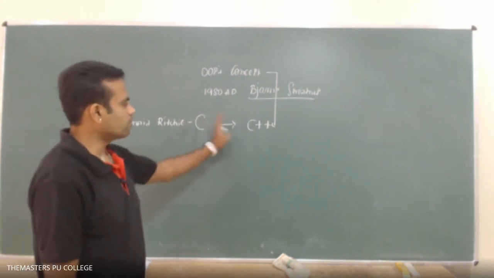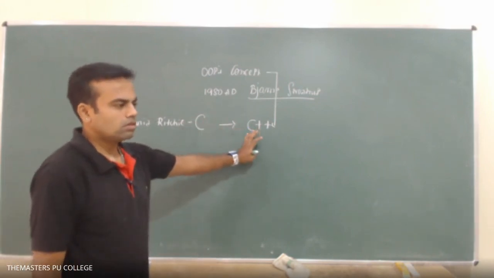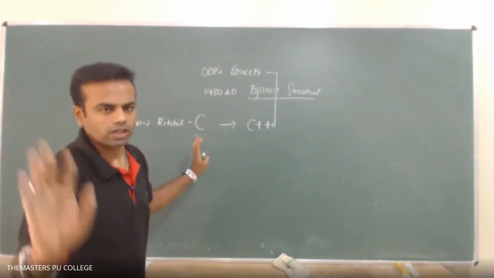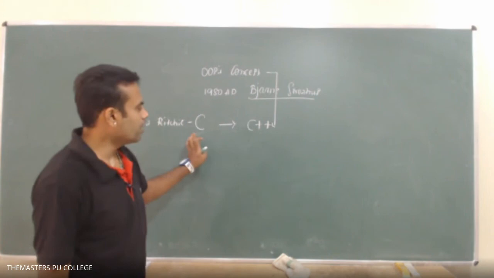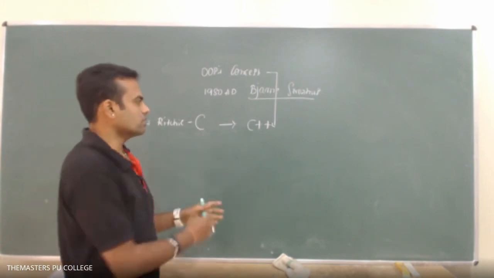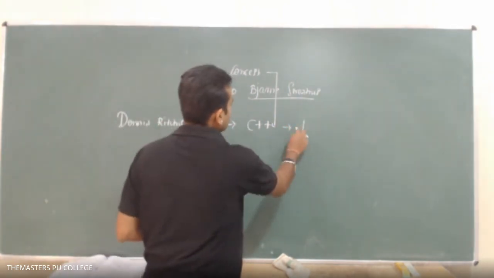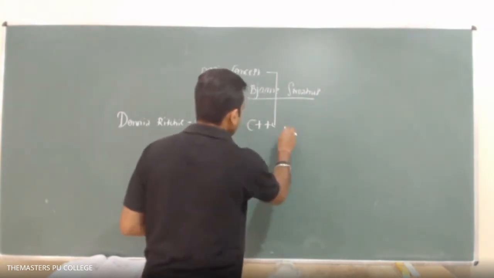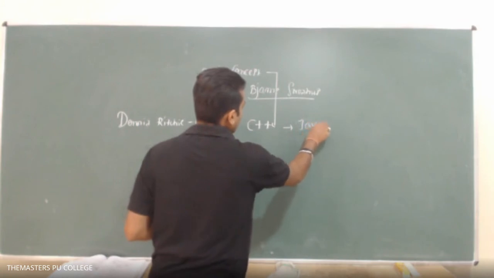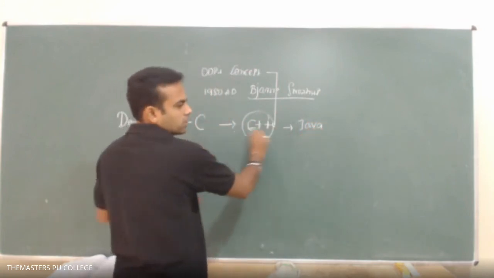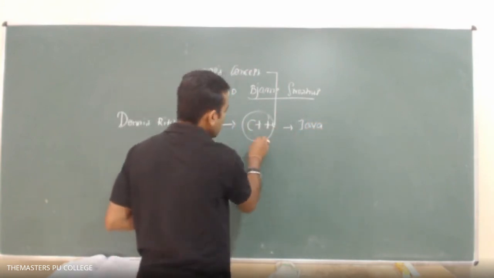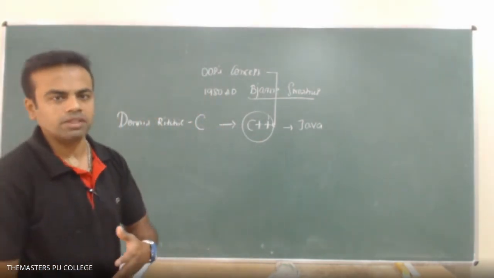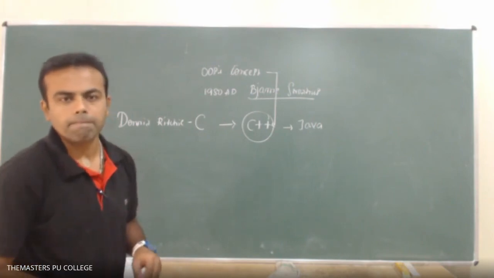C is the upgraded version of BCPL, Basic Combined Programming Language. We'll ignore that. But C++ is an improved version of C, and Java is an improved version of C++. We have an intermediate programming language. It's neither basic nor fully upgraded. It's an intermediate object-oriented programming language. That is what we have in our syllabus.